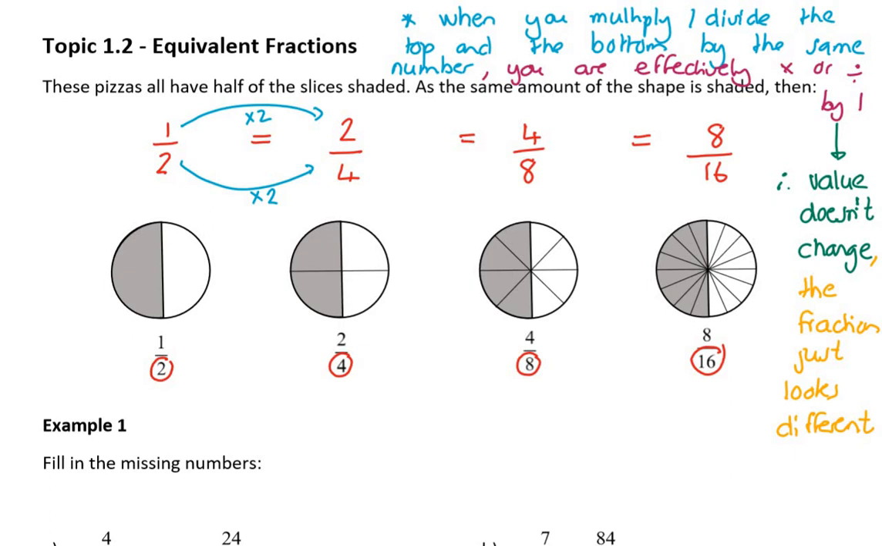We only do the same thing to the top and the bottom if we're trying to create a fraction that actually has the same value. So if I multiply this top by 2, I must multiply this bottom by 2, because then basically I've done nothing. I've multiplied by 1. So I haven't changed the value, I've just changed what it looks like. Again, if I multiply by 2, I multiply by 2. Then I've effectively multiplied by 1.